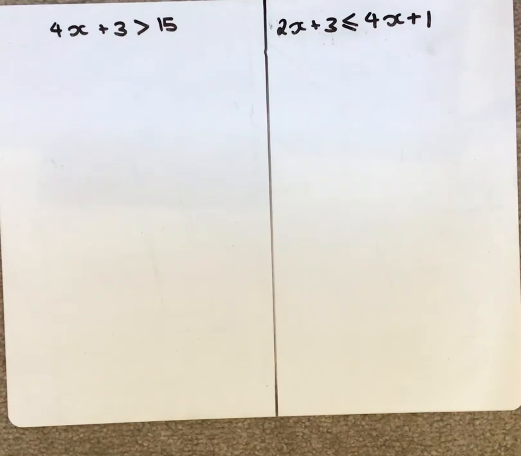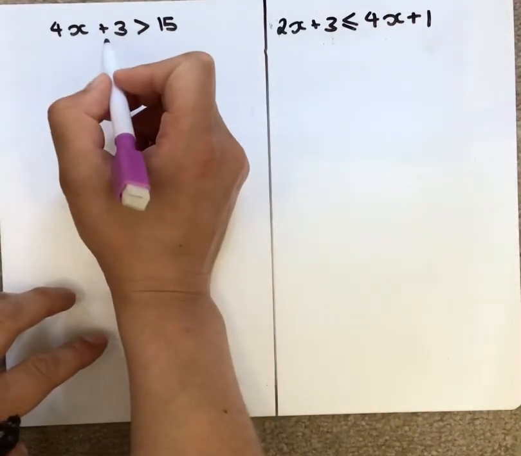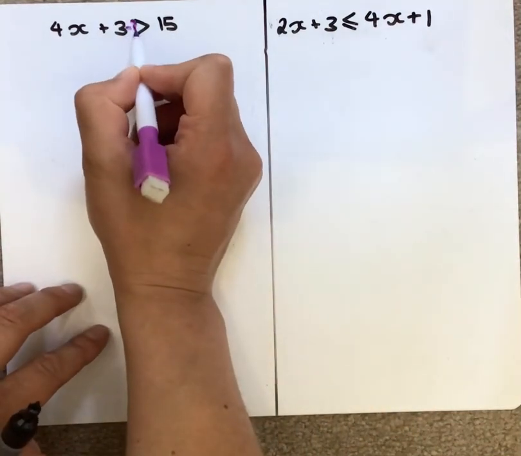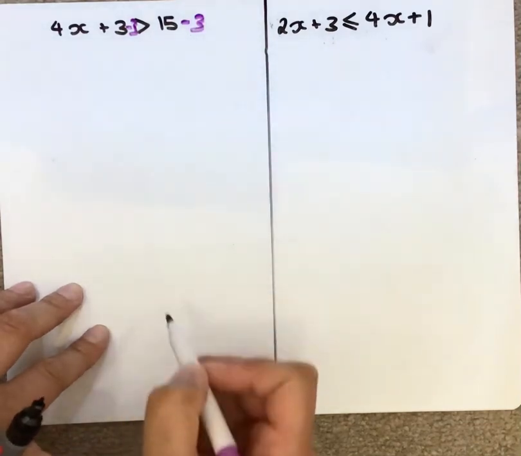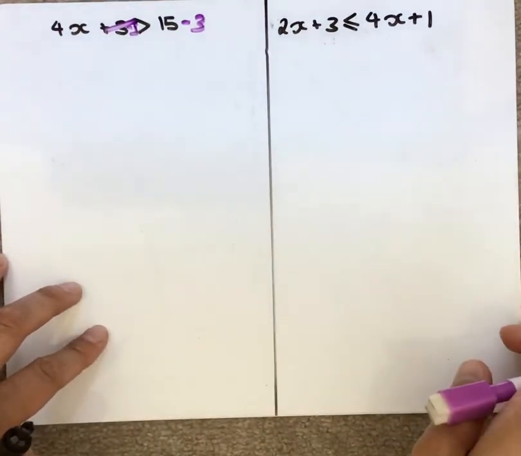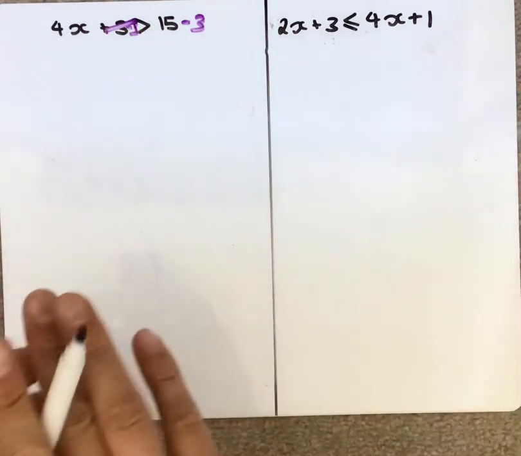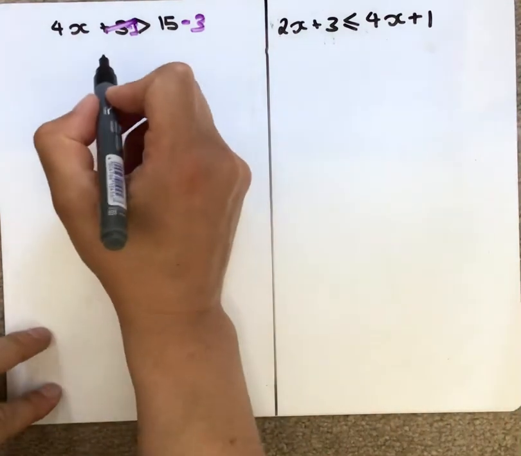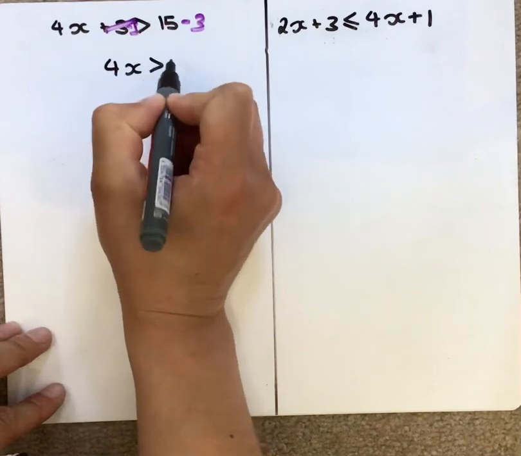Okay, so to solve the first equation, we're going to start by getting rid of plus 3. So that means we're going to take away 3 from both sides. So my plus 3 and my take away 3 cancel, and I now have 4x is greater than 12.